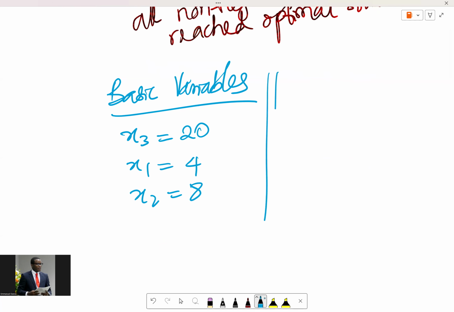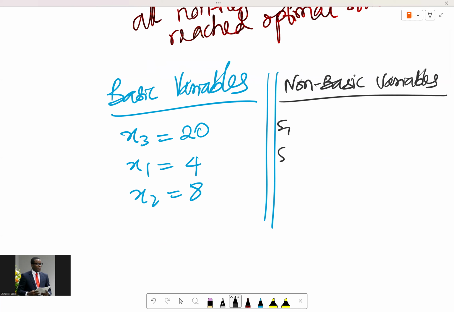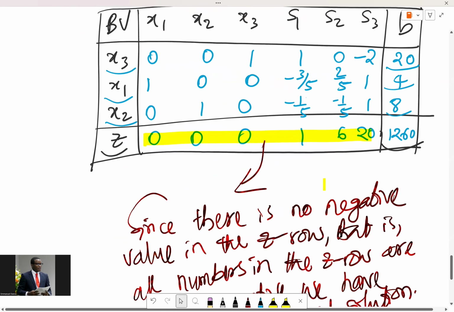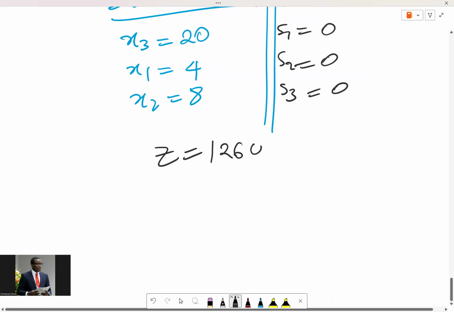Then, talking about non-basic variables, this will be automatically S1, S2, S3, and they are always zero. You know, all non-basic variables are zero. Then the maximum value of the objective function, you just read it off as usual. Z is 1260. Okay, that is 1260.